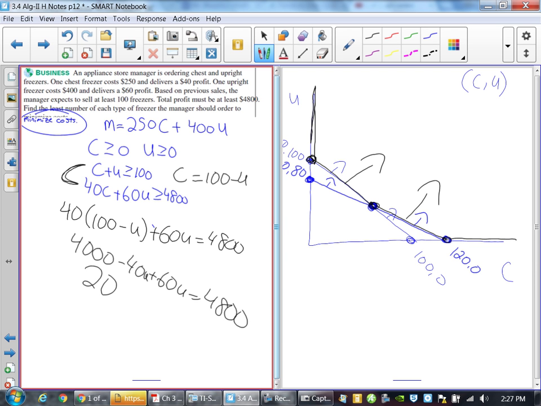Let's see. 20U is 800. What is that? 40. Yeah. So if U is 40, C is 60.